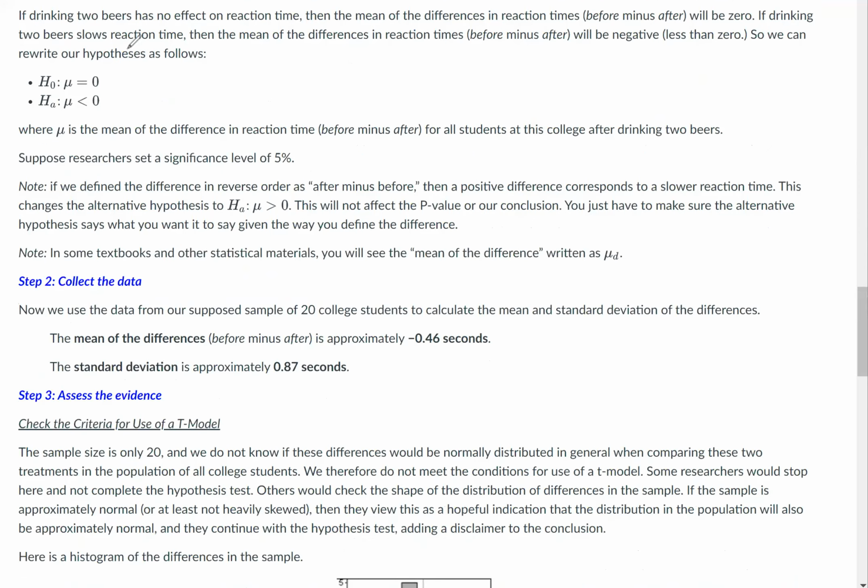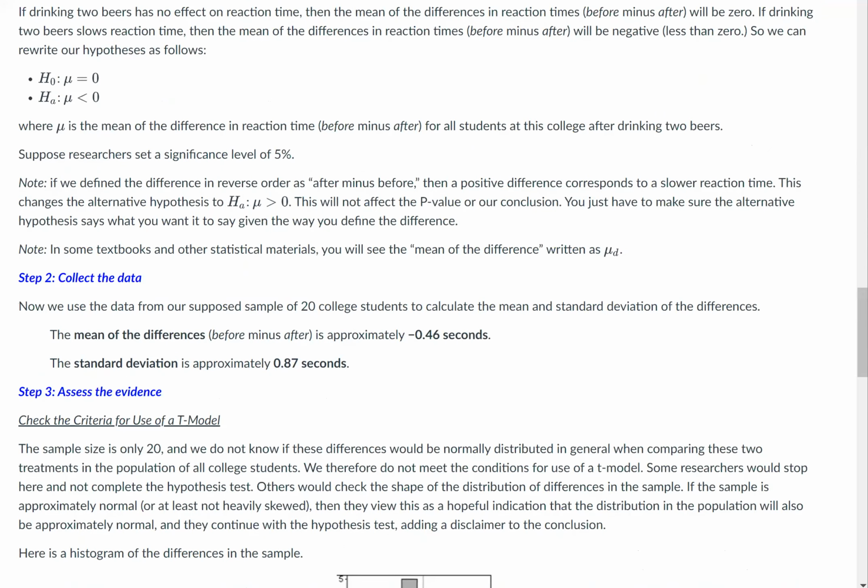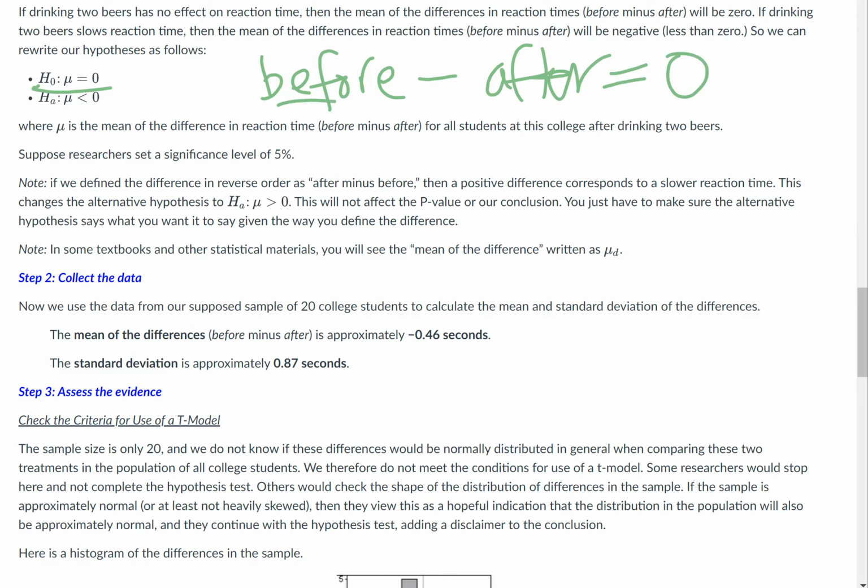Okay, that's the idea. So in other words, in symbols, our null hypothesis is that mu, before minus after, is going to be 0. Like we said, if 2 beers doesn't affect anything, then my reaction time won't change. My reaction time before I have 2 beers and my reaction time after will be the exact same thing. So if I subtract them, I should get 0 on average with all the people.